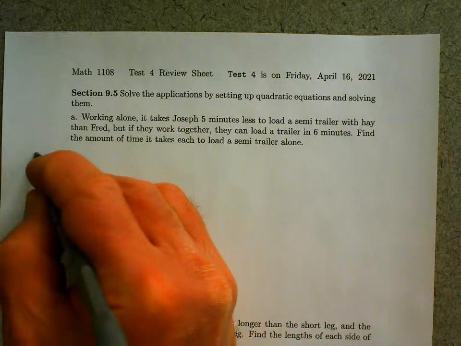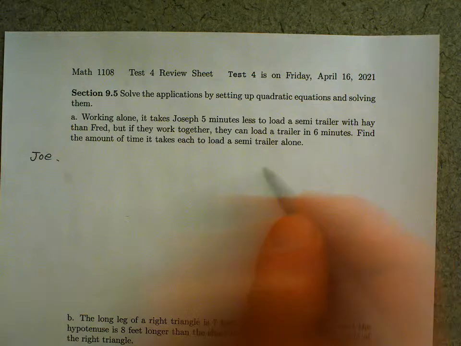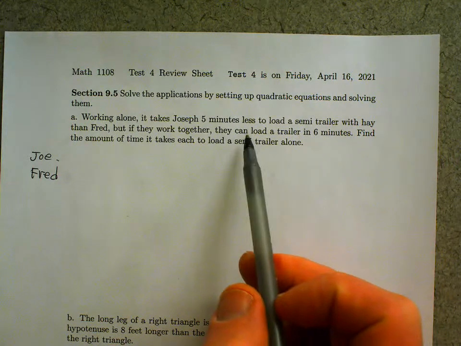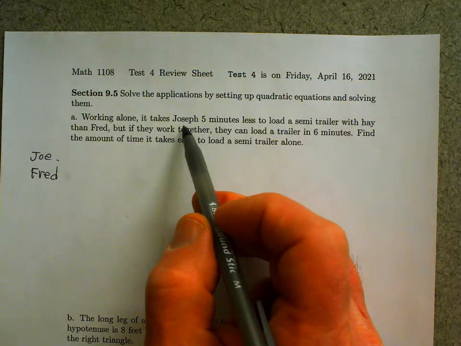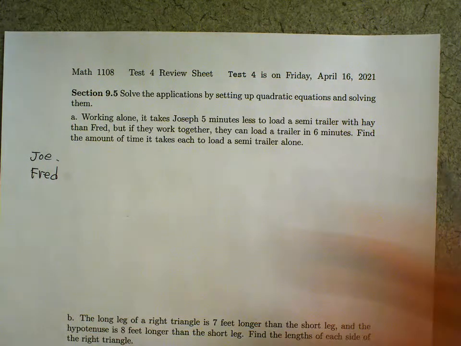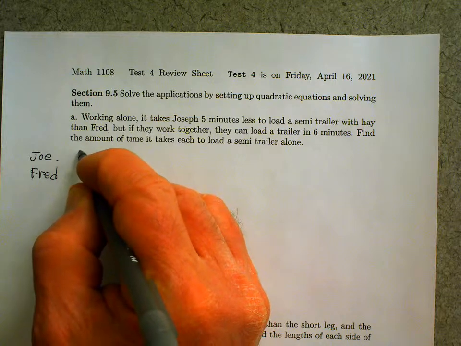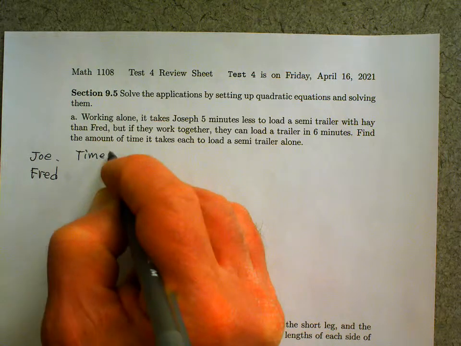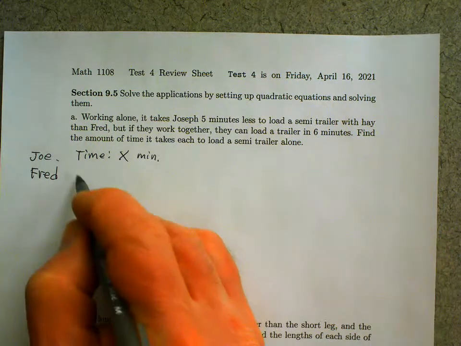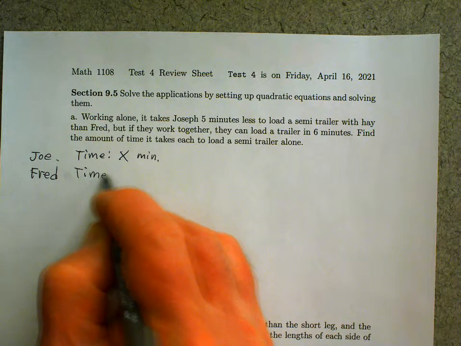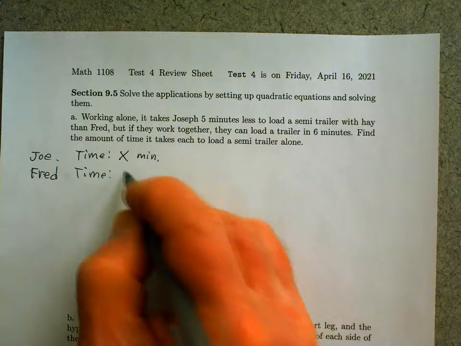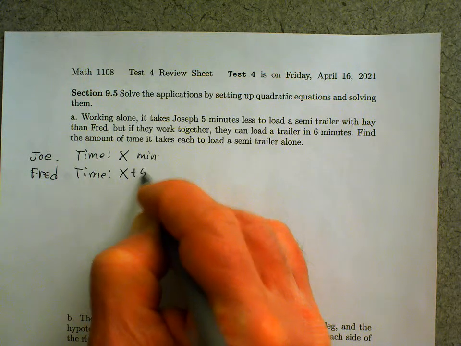Okay, so for Joe and Fred, Joseph takes 5 minutes less than Fred when working alone. So if we assign Joe's time to be x minutes, then Fred's time is 5 minutes more because Joe is 5 minutes less than Fred. So we can write Fred's time as x plus 5 minutes.